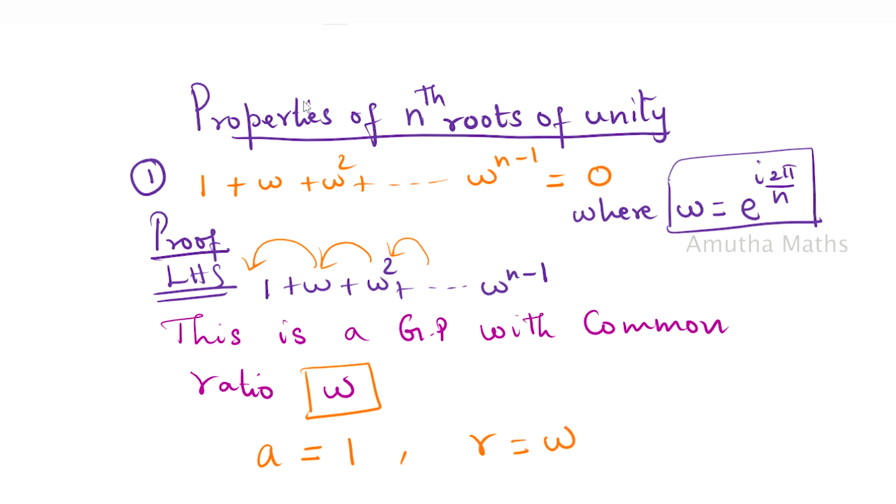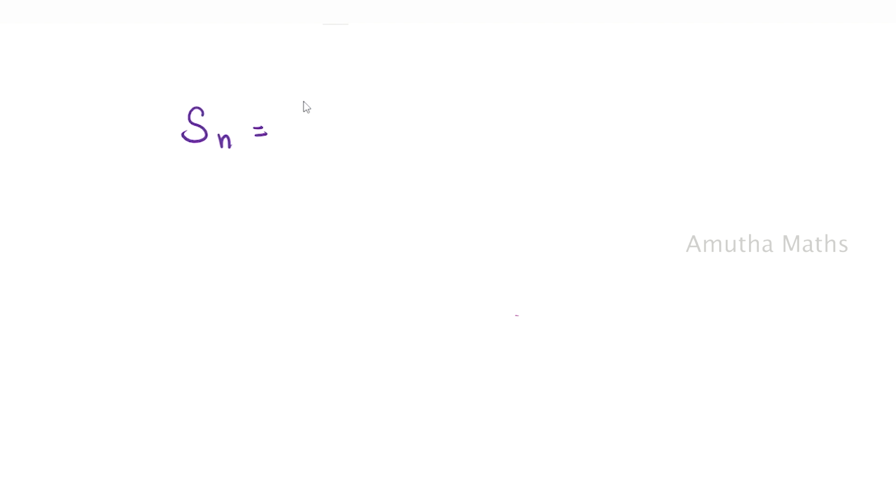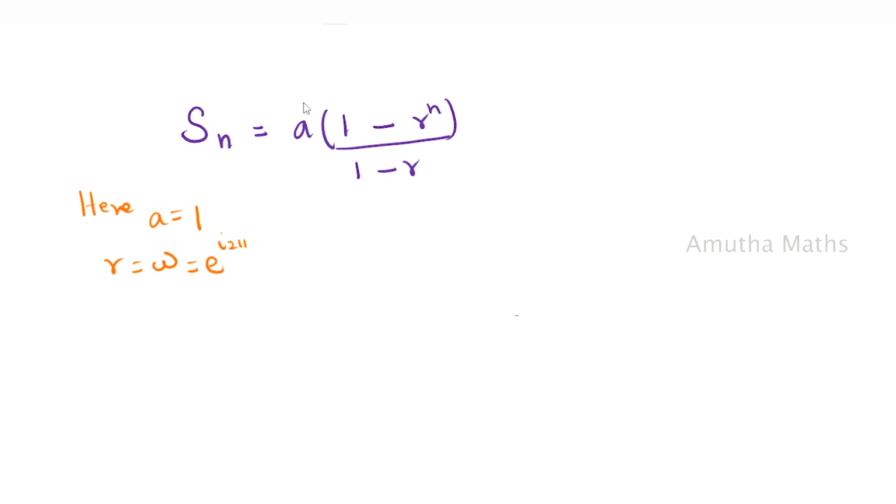Now we have to find the sum of these roots, that is 1 plus omega plus omega square etc. plus omega power n minus 1. In the 10th standard, you have studied how to find the sum of n terms, right? So Sn is equal to a into 1 minus r power n divided by 1 minus r. This formula you have already studied in 10th standard itself. So here a is equal to 1 and r is equal to omega. What is omega? e power i into 2 pi by n.